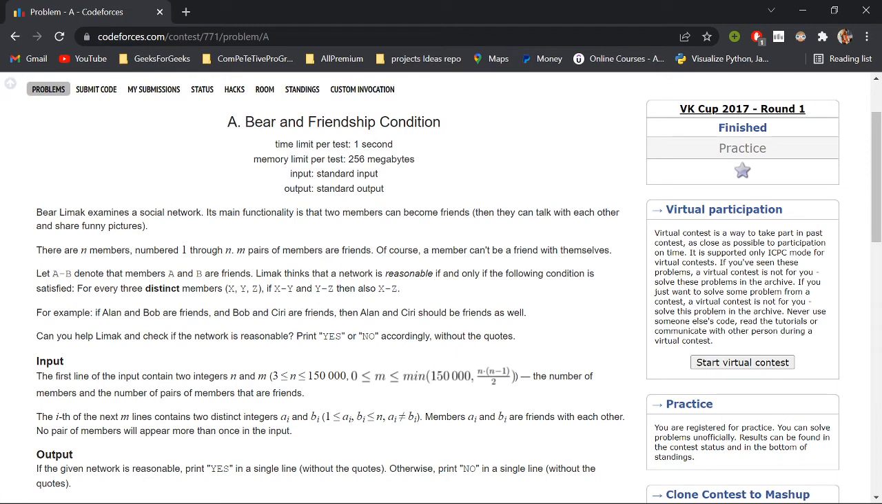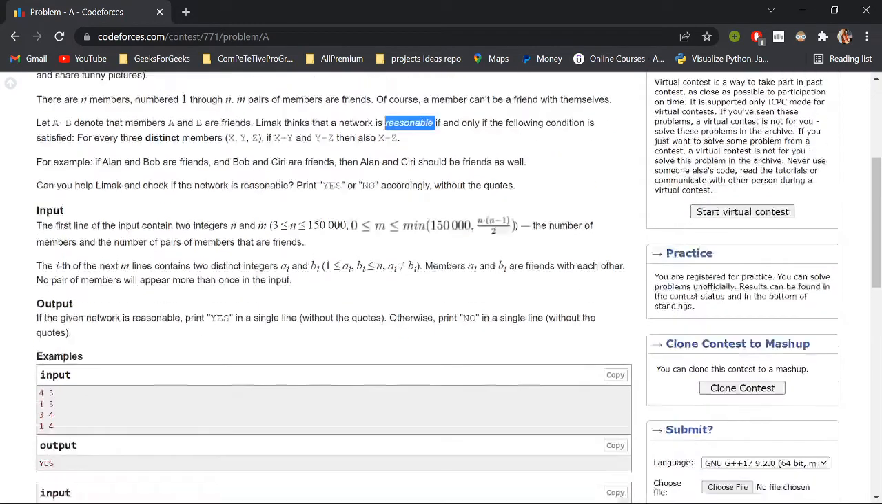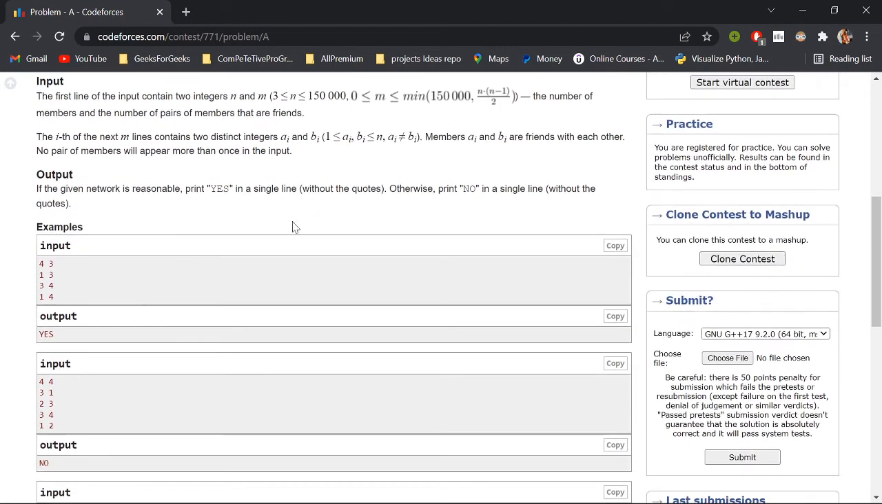So there's a social network given. In that social network, if x and y are friends, and y and z are friends, then x and z should be friends. Then the network is said to be a reasonable network. So the question is very simple. Let us look at the test cases.